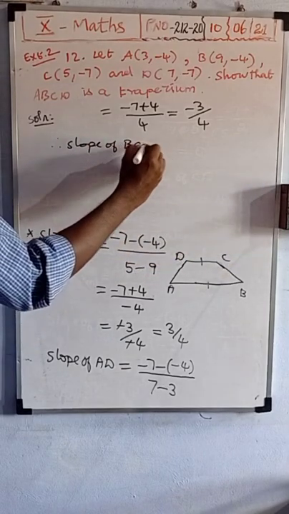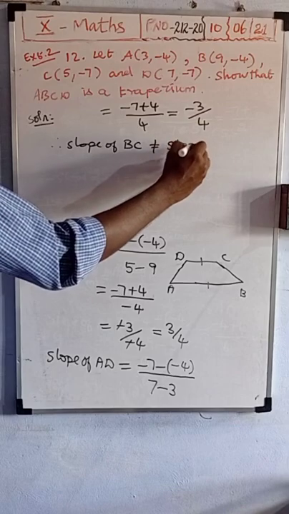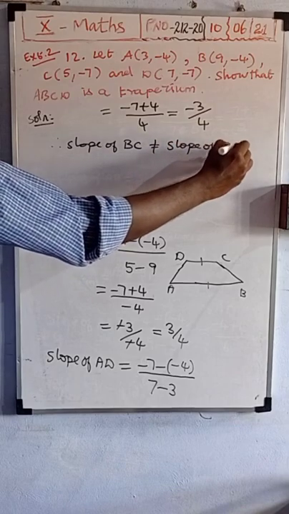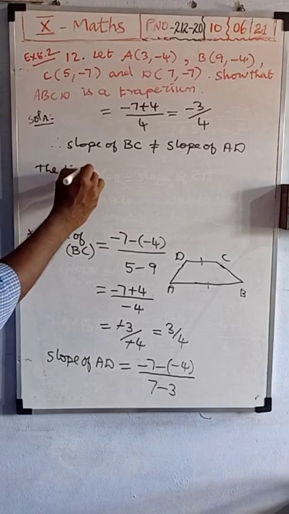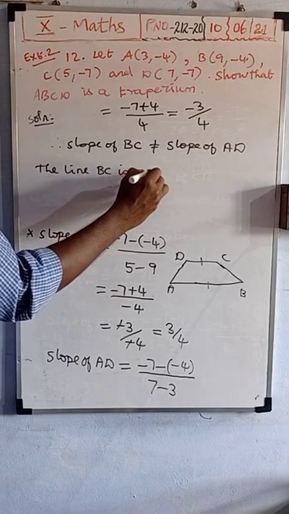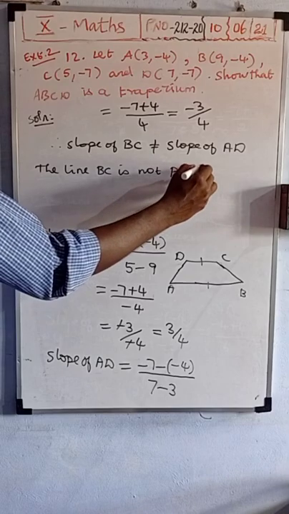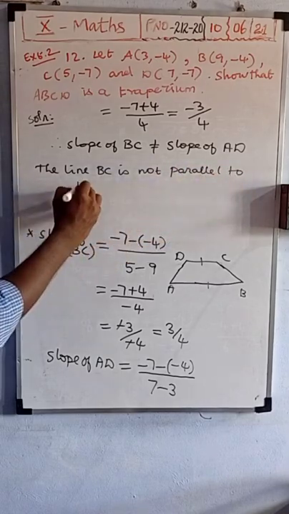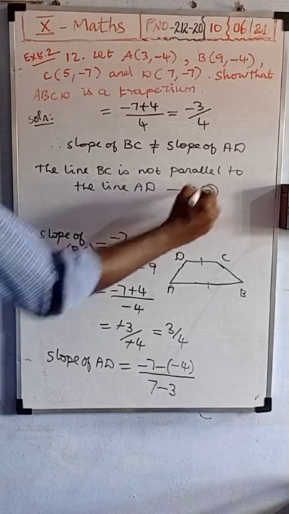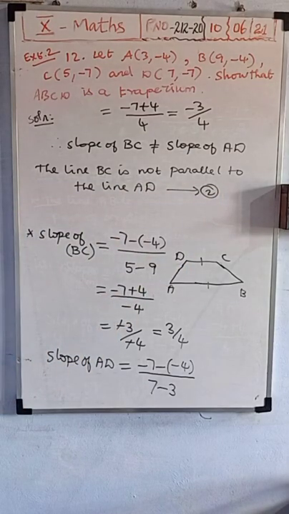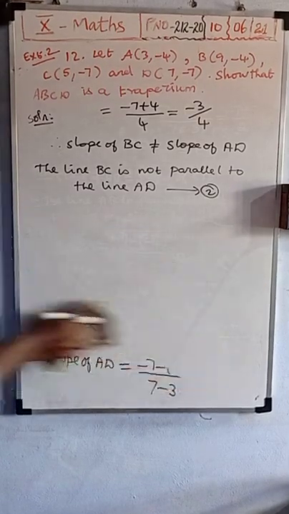Slope of BC is not equal to slope of AD. These two slopes are not equal. That means the line BC is not parallel to the line AD. This is equation 2. Okay, the line BC is not parallel to the line AD. From 1 and 2 you check.